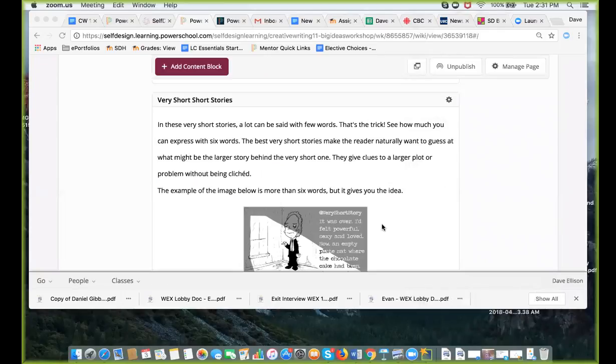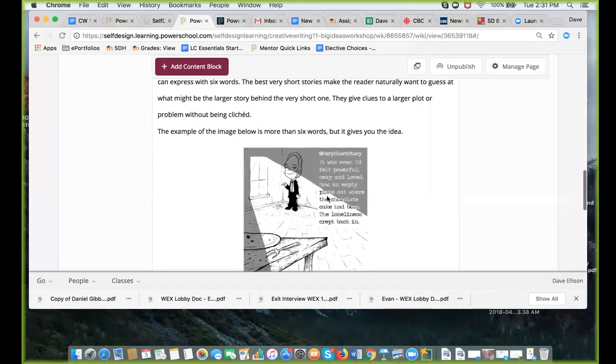So this comes out of the grade 10 English course. In these very short stories, a lot can be said with few words. That's the trick. See how much you can express with 6 words. The very best short stories make the reader naturally want to guess at what might be the larger story behind the very short one. This gives clues to the larger plot or problem without being cliched.